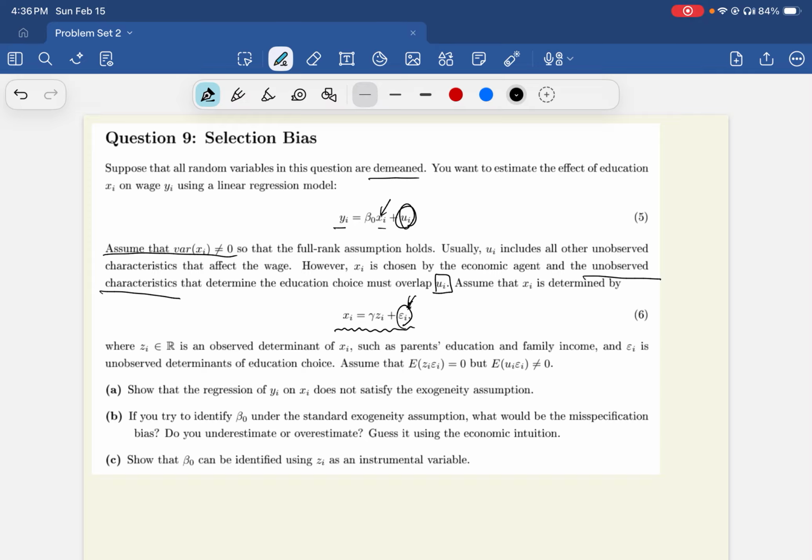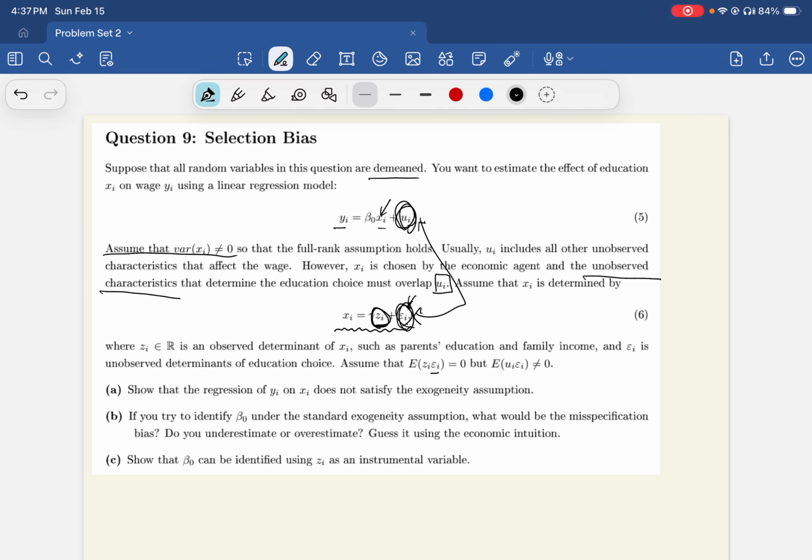Epsilon is all the unobserved components that affect education choice, and Z is observed variables such as parents' education level, the family income, or fellowship or tuition availability, things like that. We are going to assume these observed determinants of education are uncorrelated with epsilon. So it's like a linear projection of X on Z. But the two unobserved variables are correlated, which is pretty natural, right? So the correlation between u and epsilon is the source of this endogeneity. If epsilon was uncorrelated with u, then there would be no problem.